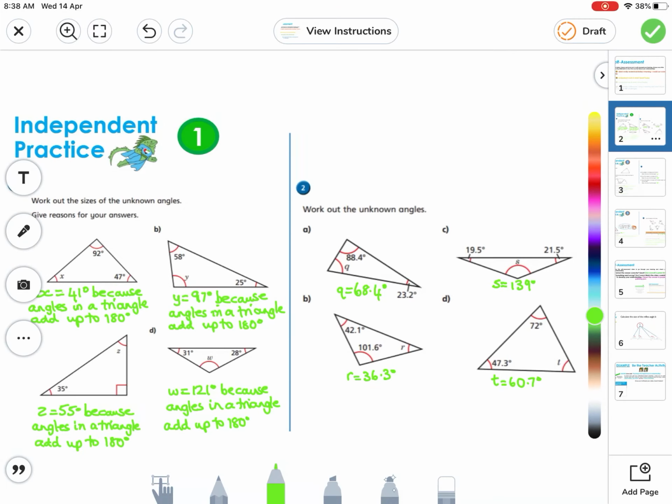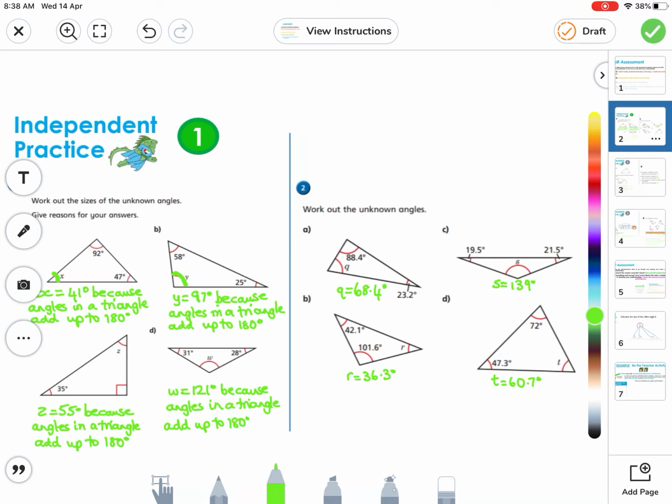Okay, so answers to independent practice 1 are as follows. Question A, angle X is 41 degrees because the angles in a triangle add up to 180 degrees. Question B, angle Y is 97 degrees because again the angles in a triangle add up to 180 degrees.